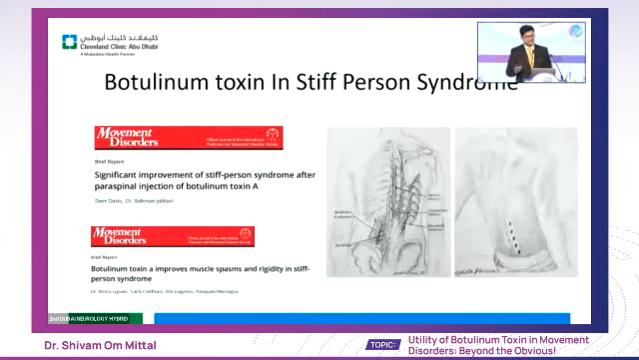Stiff person syndrome. Yes, it is all symptomatic control. If the patient has very prominent spasms, not improving with steroids, IVIG, plasmapheresis, you can do botulinum toxin injection. Usually a very high dose is required because these are big muscles and big spasms.